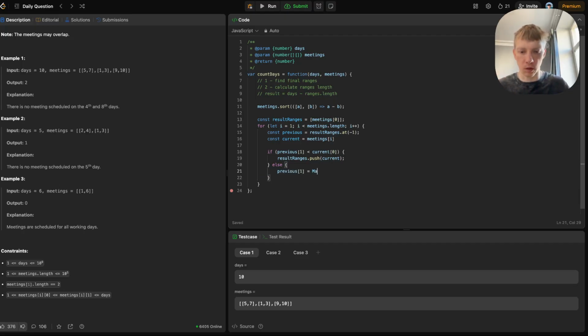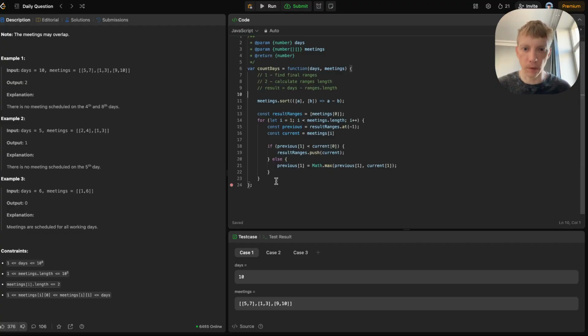Previous[1] would be equal to Math.max between previous[1] and current[1], which is the current end. Okay, those are the two cases that we have. I think this should work. I will check errors a little bit later. What else? We did this.